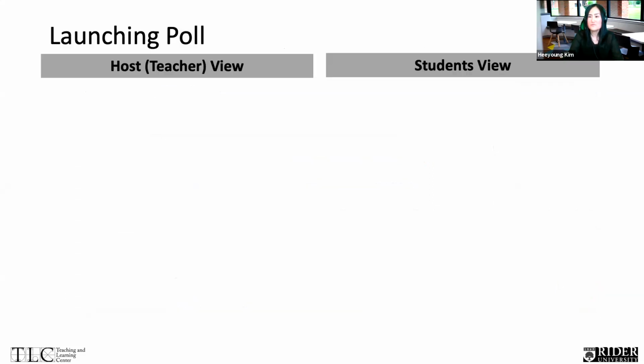So when you're ready to launch a poll, I'll show you one poll. Okay. So now you're having a poll. It's presented to you. So please give me the answer. Select the answer and then submit. So I'm seeing I have 5 submissions, 6, 7.